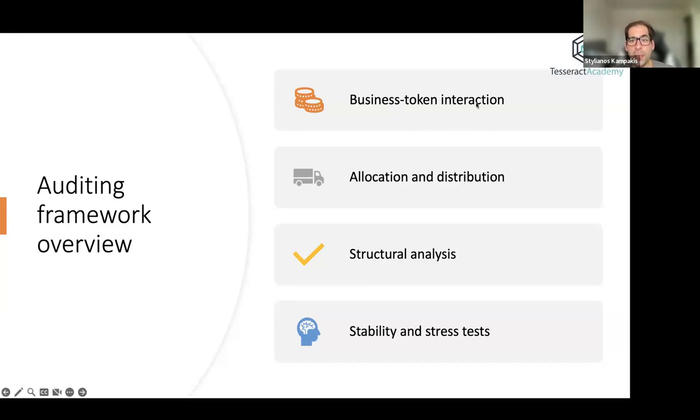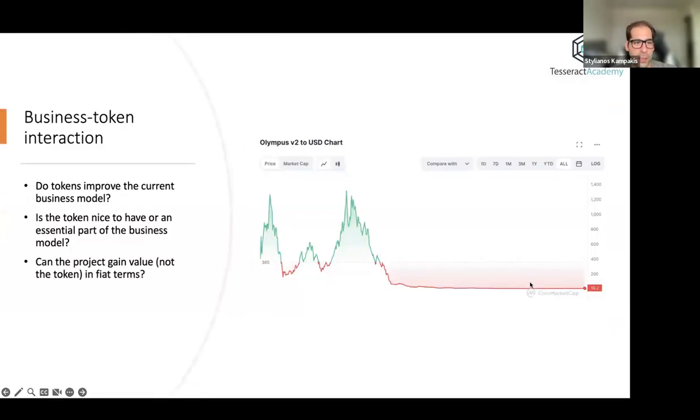And so here are the pillars of tokenomics auditing, which I have put together through my research in a checklist that anyone can use. It's publicly available. It's published in the Journal of the British Blockchain Association, and anyone can use it to go through this list and identify whether their project fulfills the criteria it needs in order to be considered a robust and safe project. So we start with the business token interaction, then we have allocation and distribution, then structural analysis, and finally stability and stress tests.